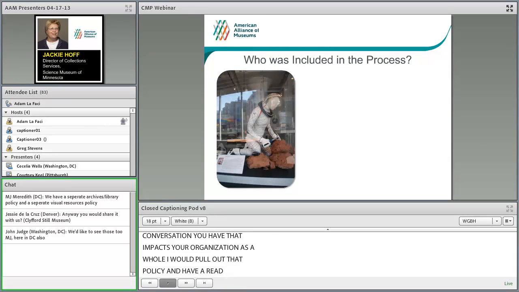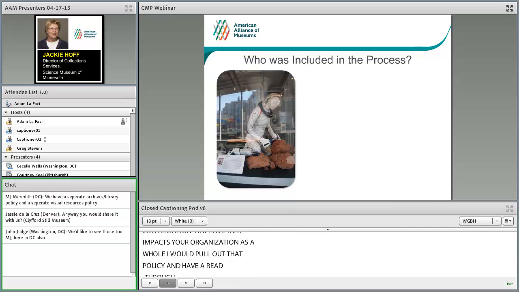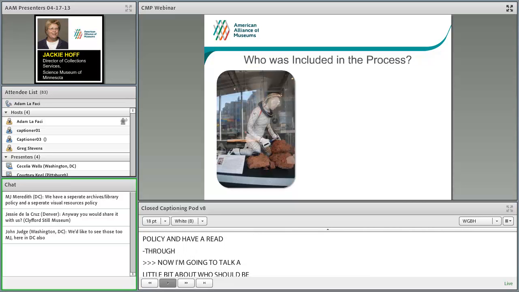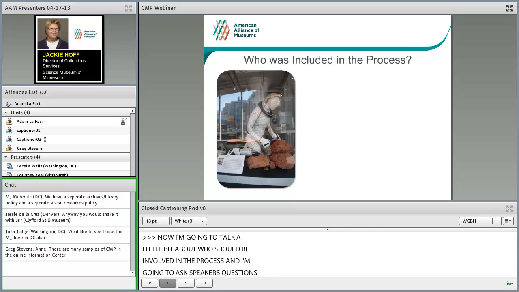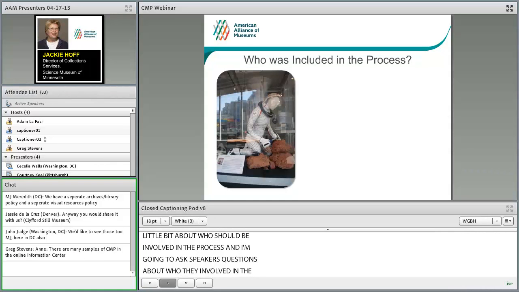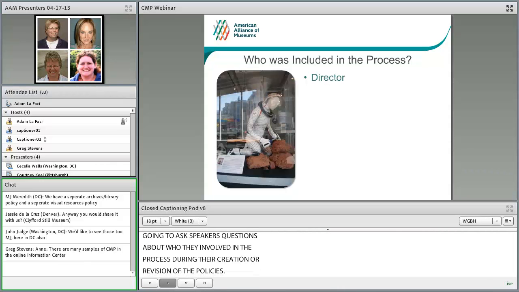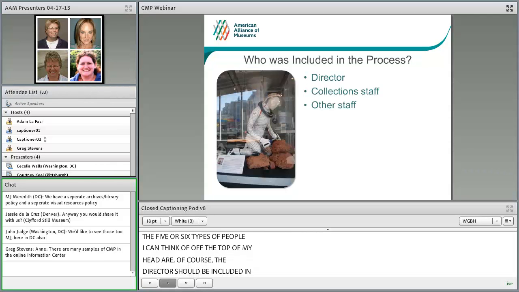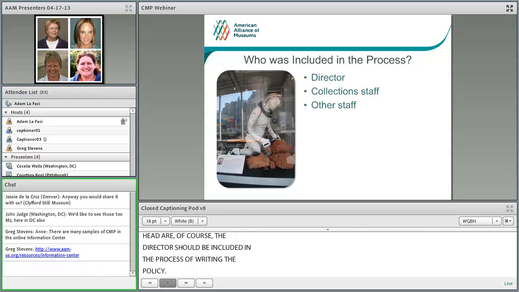So now I'm going to talk a little bit about who should be involved in the process. And I'm going to ask the speakers questions about who they involved in the process during their creation or revision of the policy. The 5 or 6 types of people I can think of off the top of my head are, of course, the director should be included in the process of writing the policy, the collection staff, other staff in the museum. I think it was Elise or Jackie was talking earlier about facility staff, security staff, those kinds of people. Of course, the board needs to be involved, but who else needs to be included in the process?